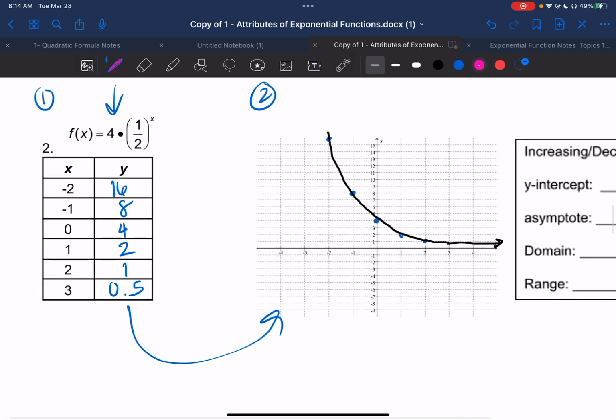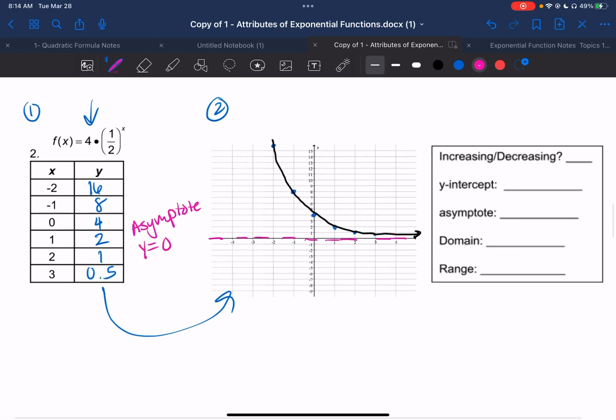Now let's go ahead and draw my asymptote because we know it's going to be the same thing. This is the line. That's your graph. The graph never touches it. So y equals 0. This is your asymptote. Okay, cool. Now let's fill it out.